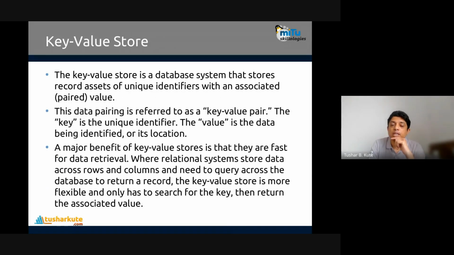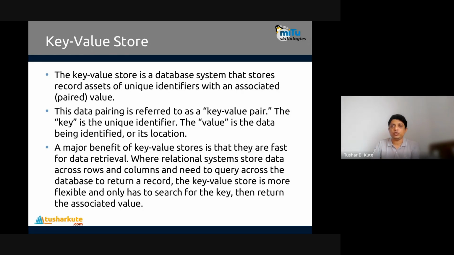First, a key value store. Now, the key value store is a database system that stores records with a unique identifier and an associated value present in it. So this data pairing is referred to as a key value pair. What is key? Key is a unique identifier, and value is the data that is being identified, or its location present there. That is a key value pair.